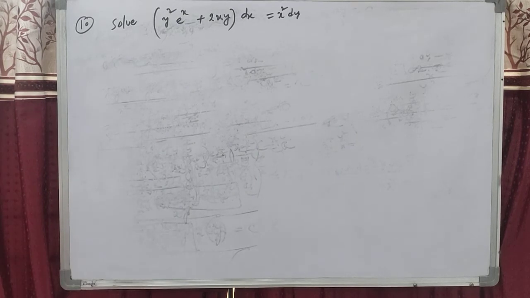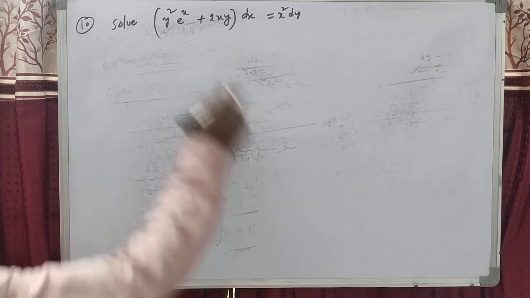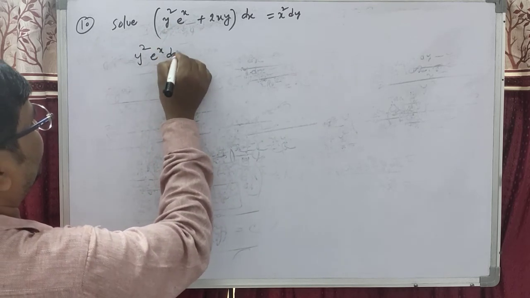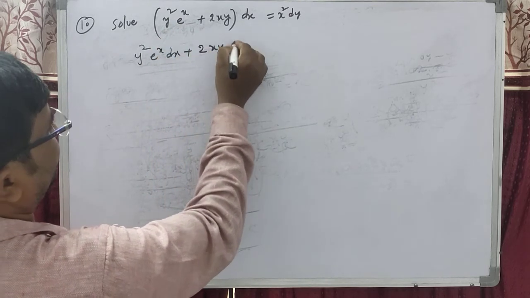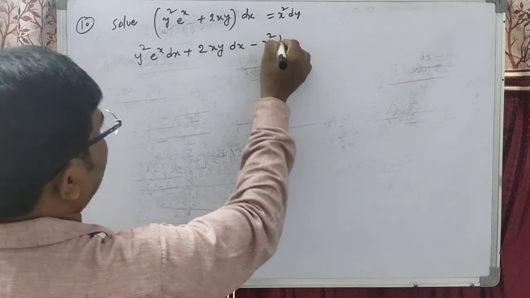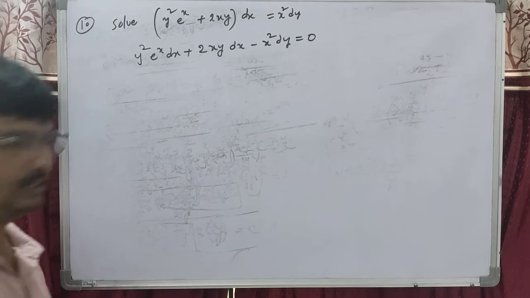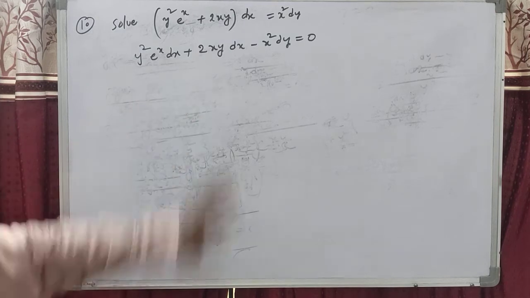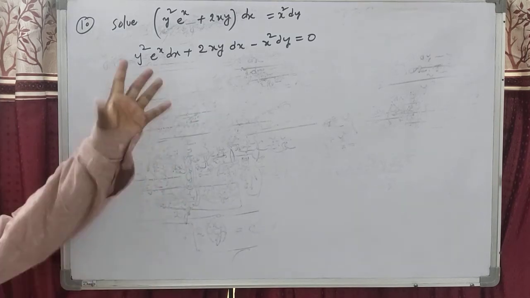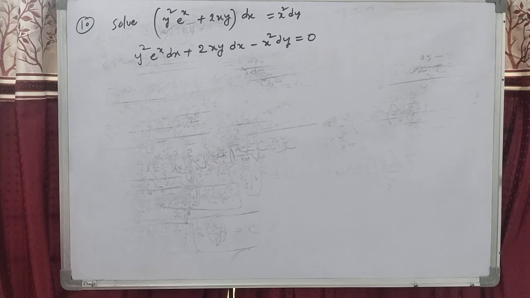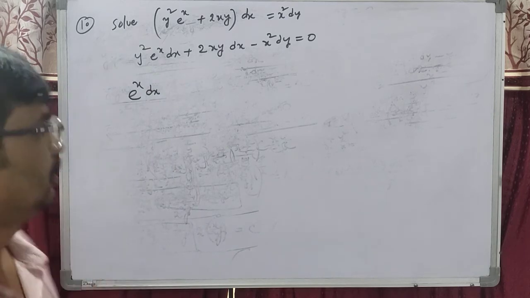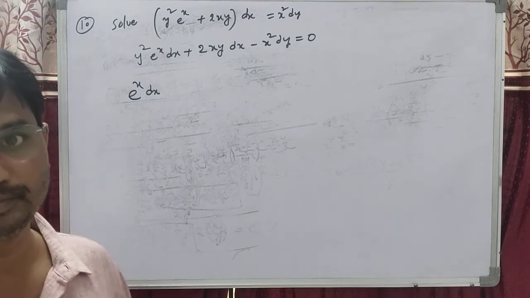My dear students, I will take another different model. Here we can observe, first we have to multiply with y dx: y square e power x dx, 2xy dx minus x square dy. Just think: there is only e power x, one term only. Therefore we can't expect anything from the e power x, so undoubtedly the e power x dx you can take individually. It does not depend on the remaining terms.